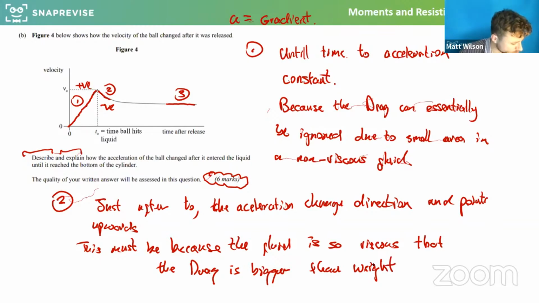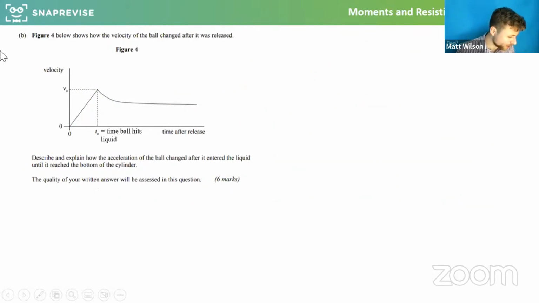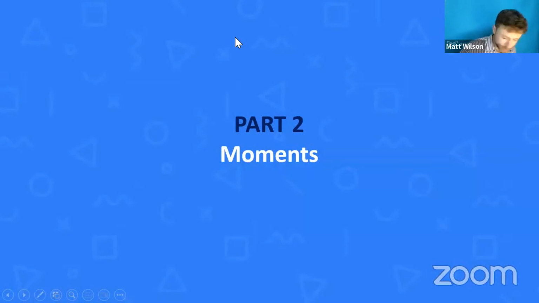Now, let's take a look at section 3. At section 3, we have essentially no acceleration. We seem to have a kind of constant velocity. And they're going to be looking for a key word here. What word can we use to describe this constant velocity that the object eventually reaches? Exactly. So we'll get a mark here for mentioning terminal velocity.